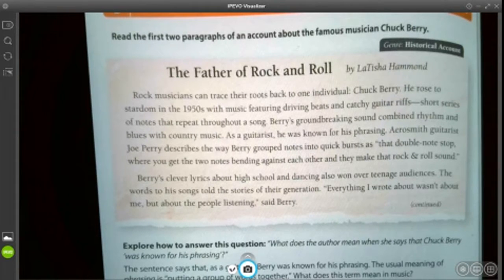Berry's clever lyrics about high school and dancing also won over teenage audiences. The words to his songs told the stories of their generation. "Everything I wrote about wasn't about me, but about the people listening," said Berry.